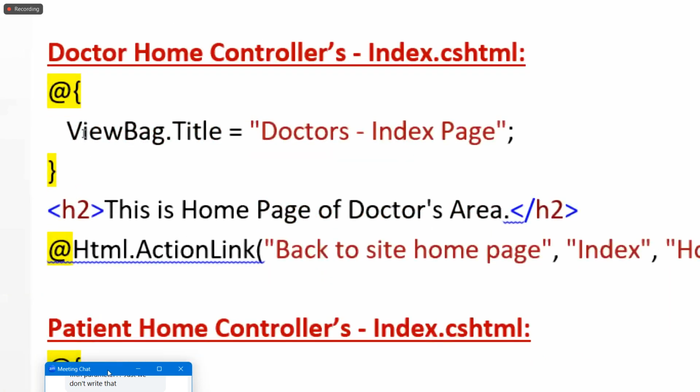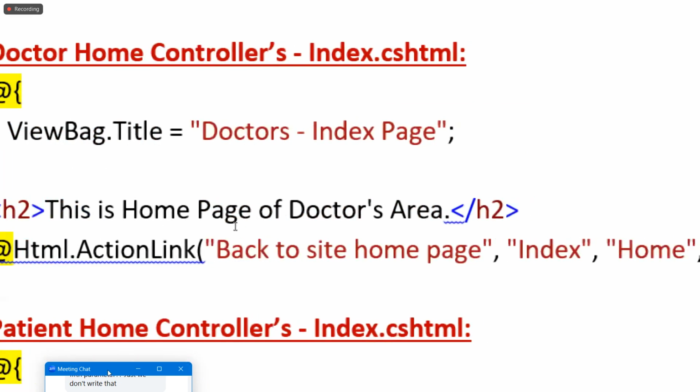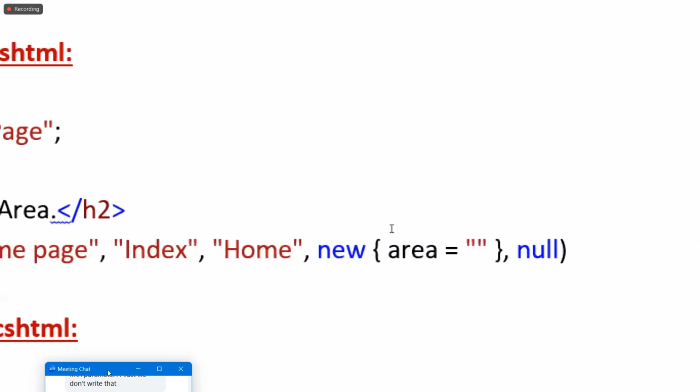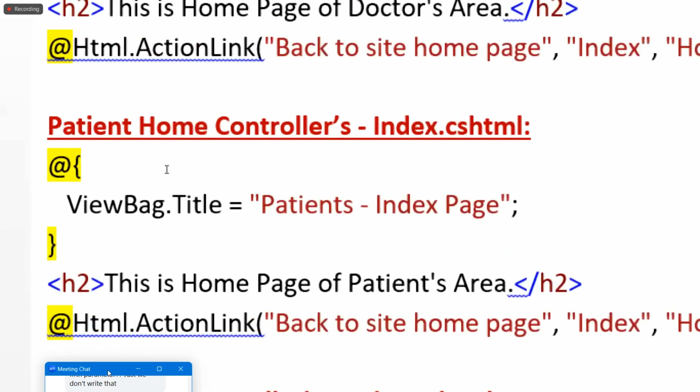Okay, see now, what are you writing? Doctor's home controller. Is the index page now? Yeah, this one. Back to site home page. Guys, watch. Are you clearer or not? I require to specify now, when you're working with areas, your action link should contain this parameter for sure. Same way, patient.